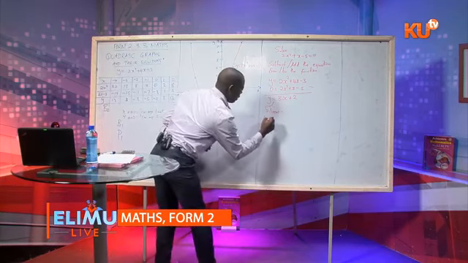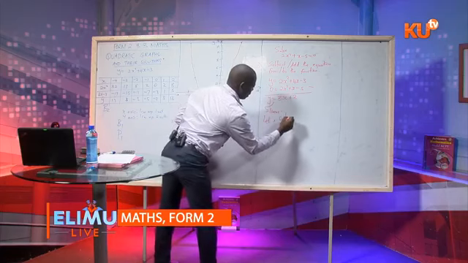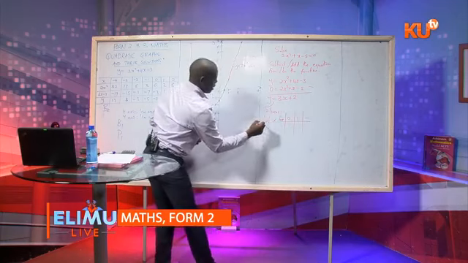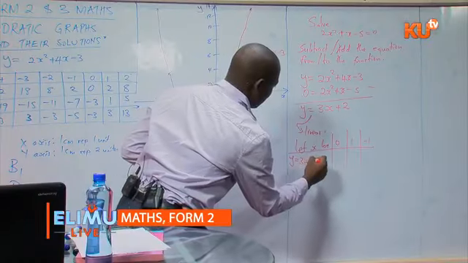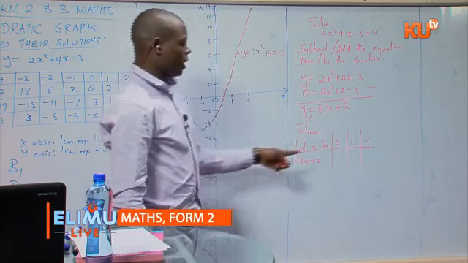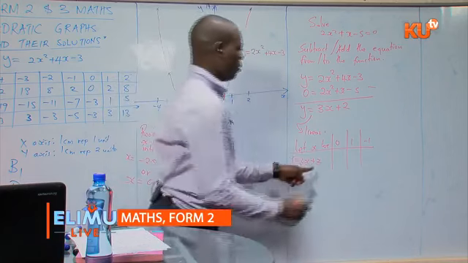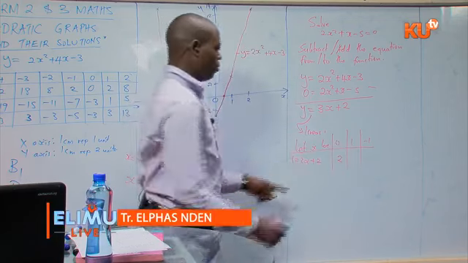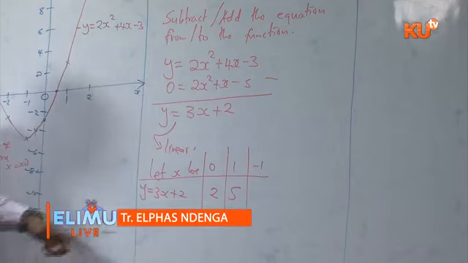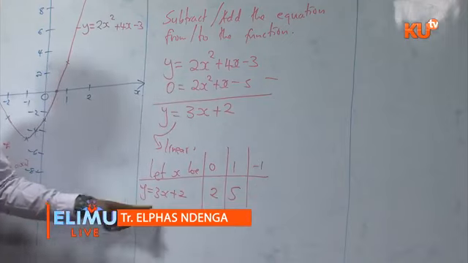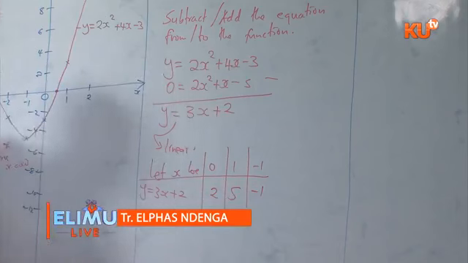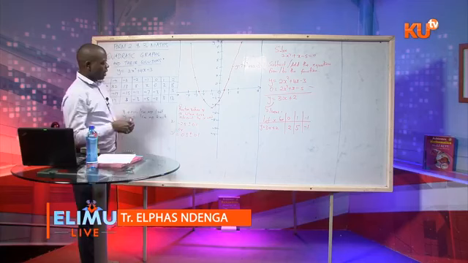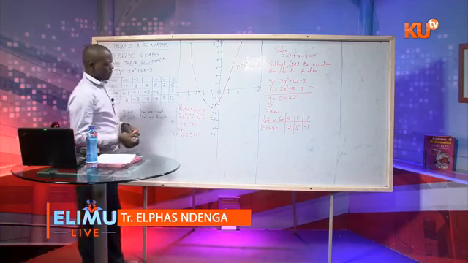So we let x be 0, and manageable values 1 and -1. Then y is 3x plus 2. So I will be replacing x as 0, then y will be 2. When x is 1, put here 1. This is 3 plus 2, 5. Then when x is -1, that is -1. So we plot those values on the same Cartesian plane.